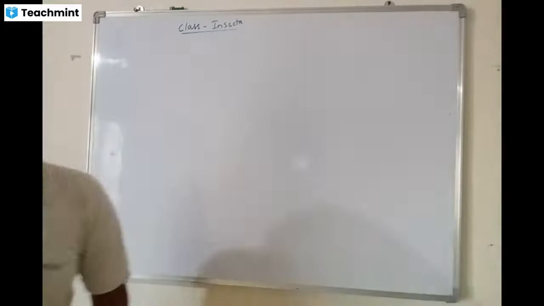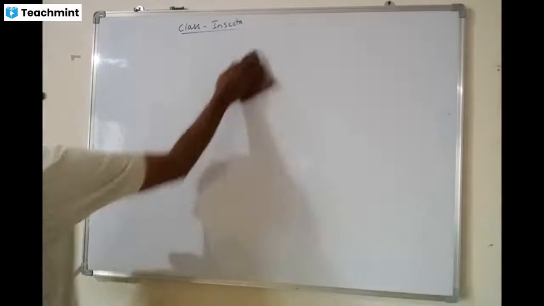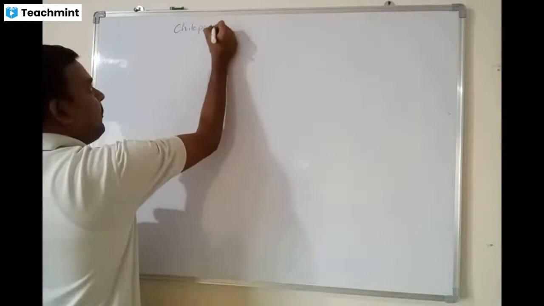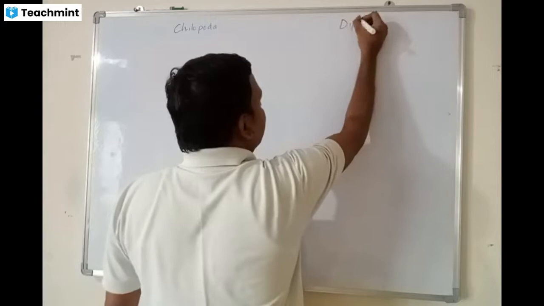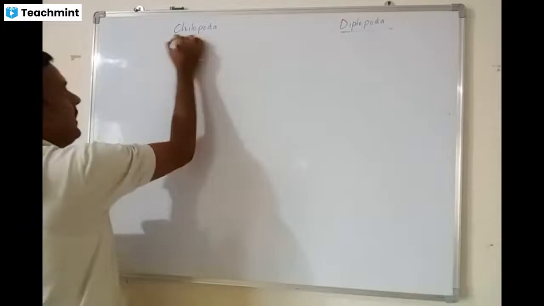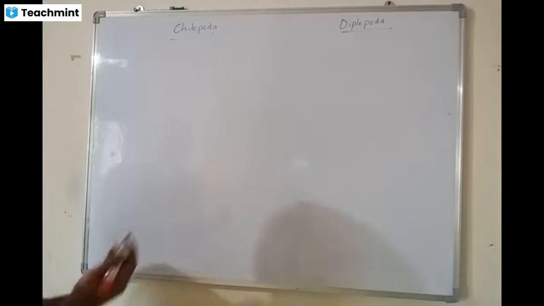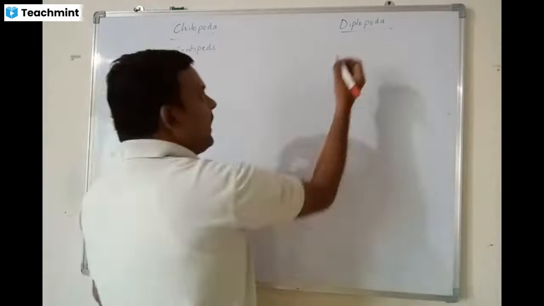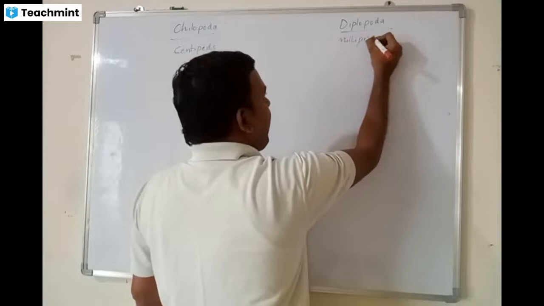And this is all about the class Insecta. Now we'll move on to the next class in Arthropoda. We will study two classes together now, the Chilopoda and Diplopoda, because they have many similar characters. Now the example for Chilopoda is centipedes. We can also call them centipodes, centipedes, both are the same. And the example for Diplopoda is millipedes.